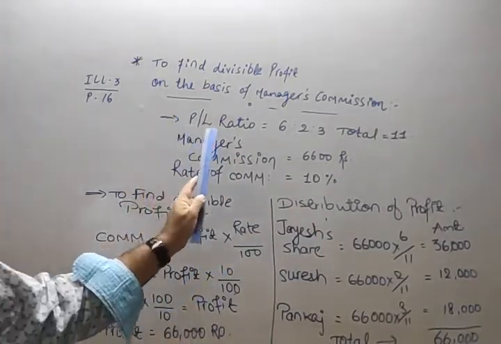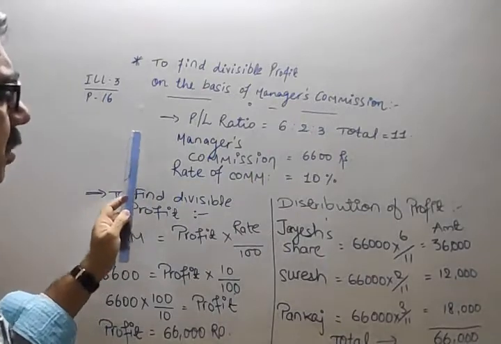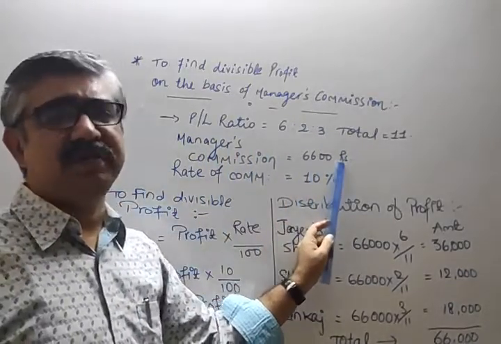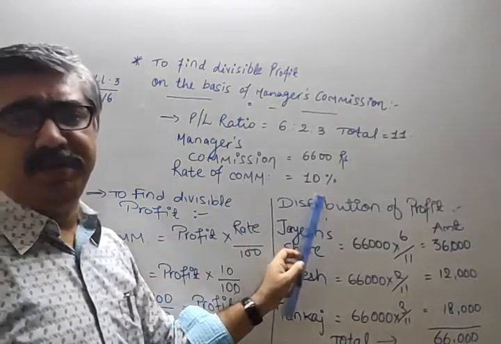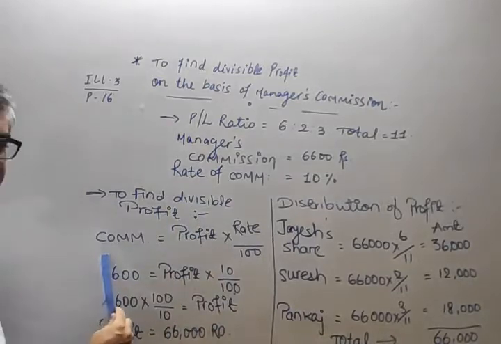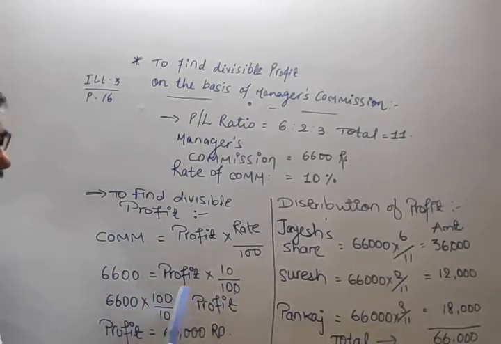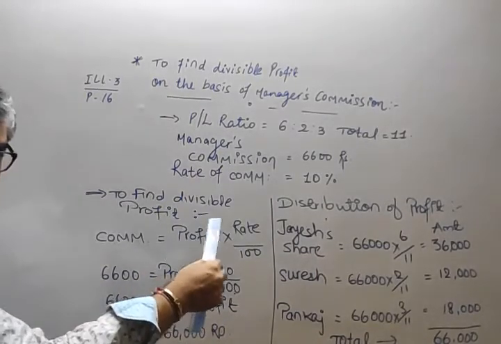Very quickly, P&L ratio 6:2:3 is already given in the question. So total comes to 11. Manager's commission again, the amount is given 6,600. Rate of commission is given 10%. First step, that is divisible profit we have to find. Normal method, commission equals to profit into rate upon 100. So 6,600 equals profit into 10 by 100. As I say, you can cancel also. If you don't, then it will be like this: 6,600 into 100 by 10. So the profit comes to 66,000.